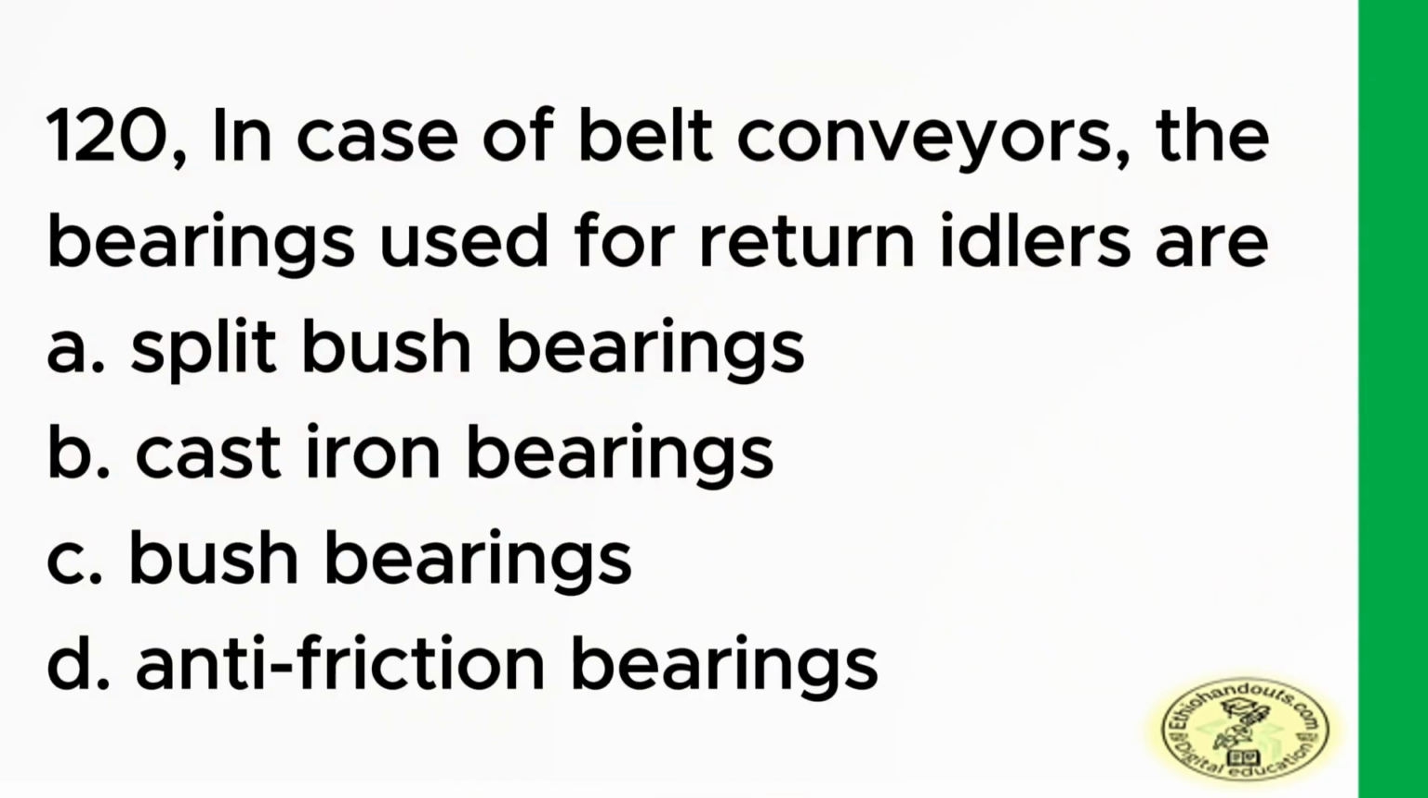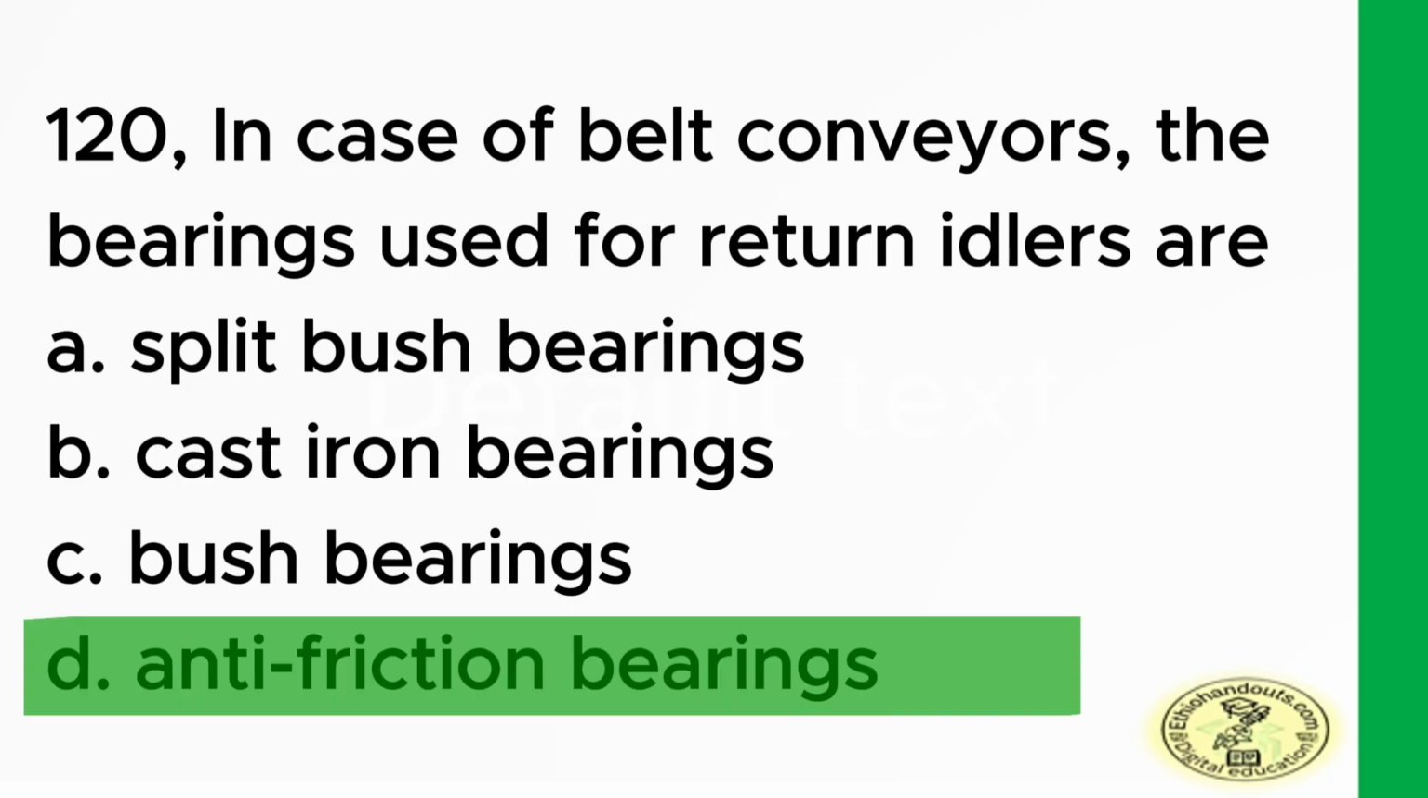120. In case of belt conveyors, the bearings used for return idlers are A. Split bush bearings, B. Cast iron bearings, C. Bush bearings, D. Anti-friction bearings. The correct answer is D. Anti-friction bearings.